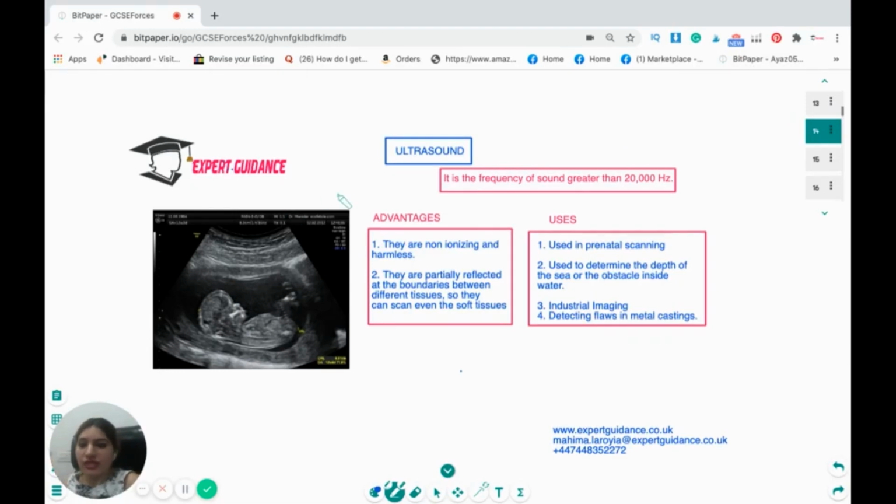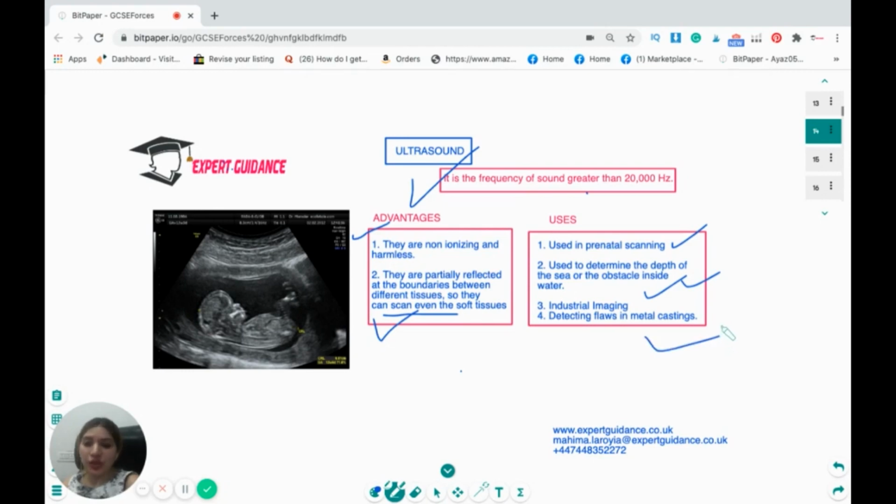Okay, now ultrasound is very important. Ultrasound is the frequency of the sound greater than 20,000 hertz. And ultrasound's advantages are they're non-ionizing and harmless. They're partially reflected at the boundary between different tissues, so they can even scan the soft tissues. So ultrasound is used in prenatal screening. It is used to determine the depth of the sea or the obstacle inside the water. They're used to do industrial imaging, and they're also used to detect flaws in metal castings.